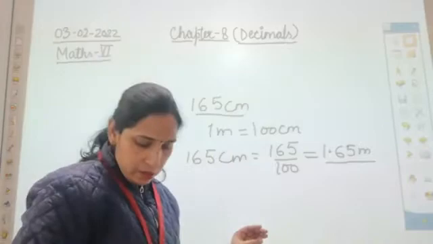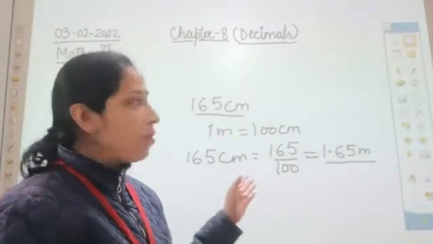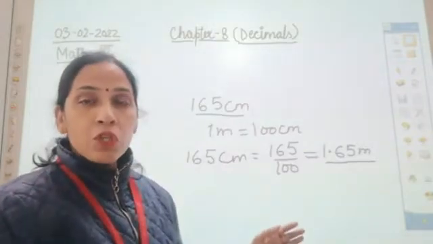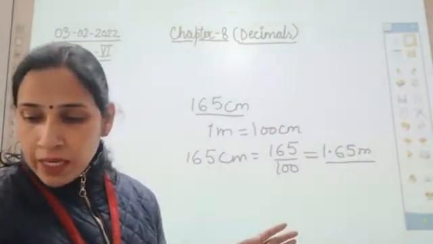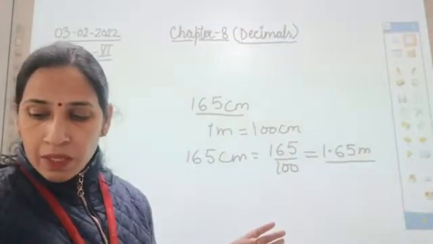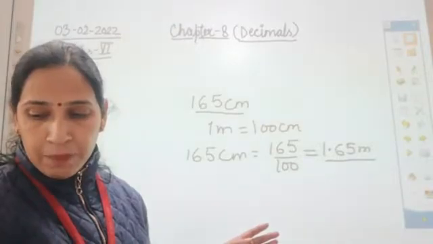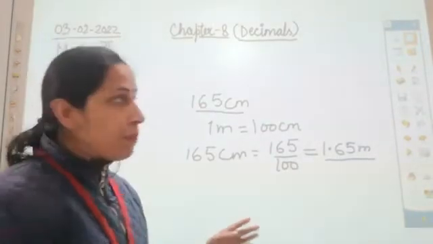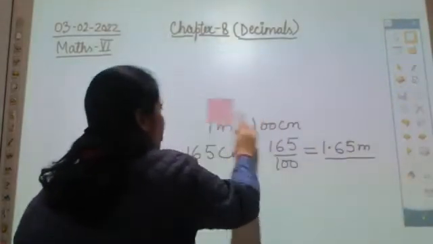Decimals help us to represent any particular thing in another form, helping in conversion and also in the representation of numbers. So let's see what the place value will be. First of all, the place value chart related to that we will look into.